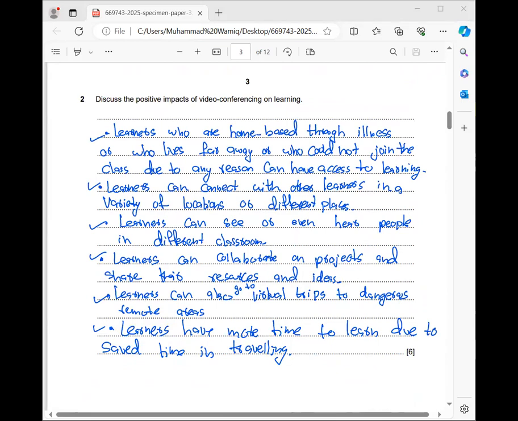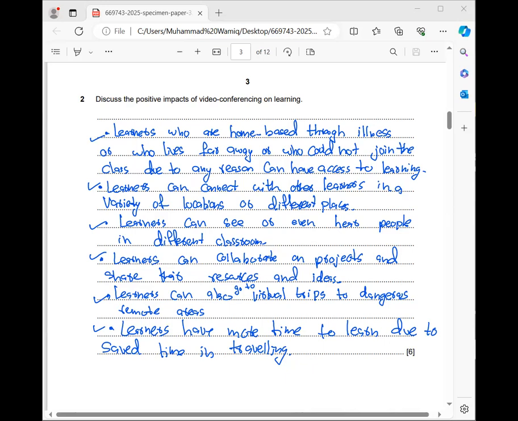The second part of the question says to describe the positive impact of video conferencing on learners. So, when it comes to learners, I can definitely say that these are home based learners, who are home based due to some sort of illness or live far away from the schools. They have the access of that. Learners can even connect with other learners in a variety of locations or in different places as well.